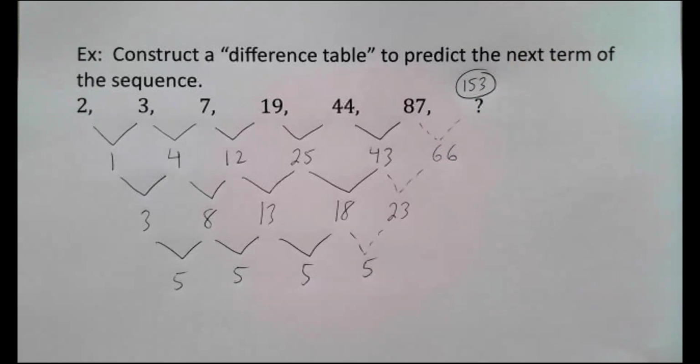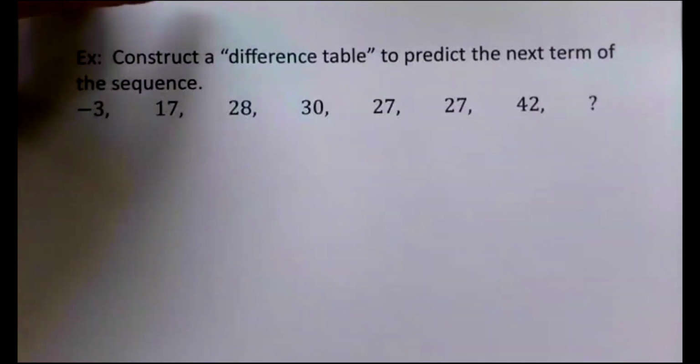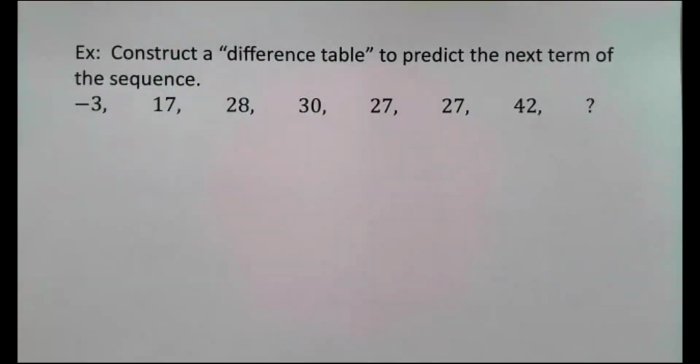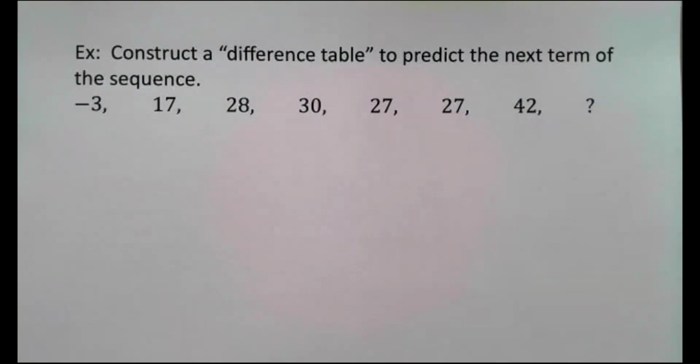Let's do one more. This next one I think will be probably the toughest one, mainly because negative numbers show up, and a lot of people get a little confused with negative numbers, especially when you're trying to subtract with negative numbers and things like that. Construct a difference table to predict the next term of the sequence.